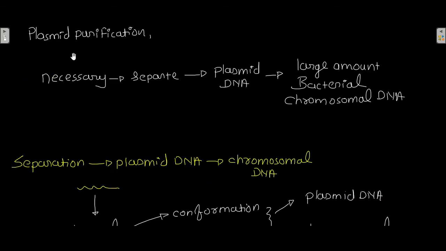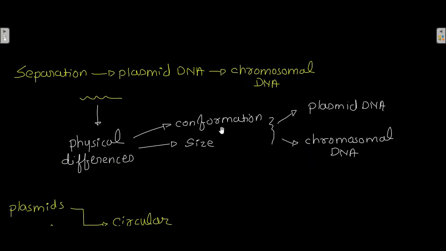In plasmid purification, it is necessary to separate the plasmid DNA from the large amount of bacterial chromosomal DNA. There are proteins, RNA, and other impurities, and the challenge here is that you have to separate your plasmid DNA from the bacterial chromosomal DNA as well. So that's why it becomes quite sensitive, I will say.